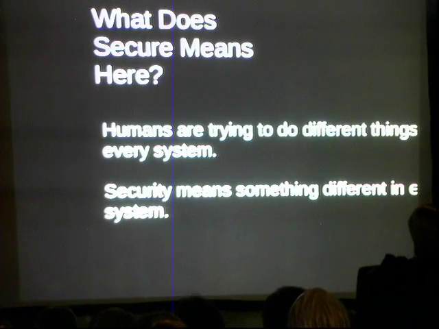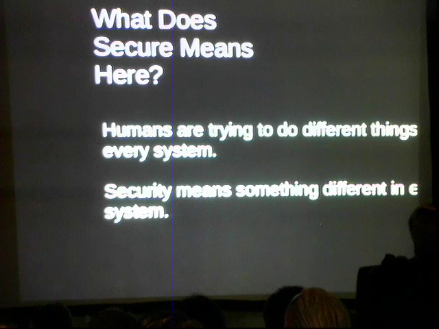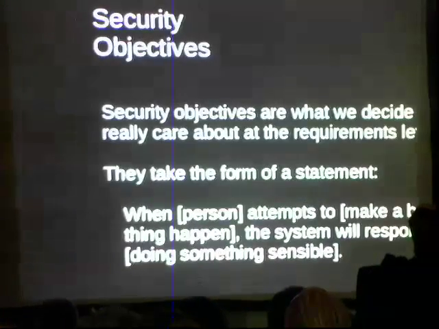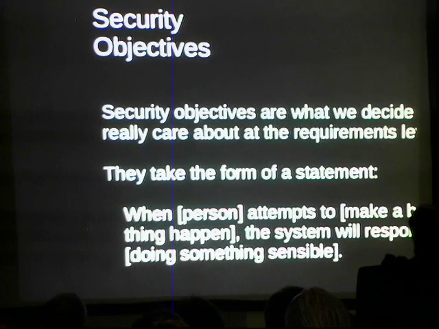So anyway, if you're trying to figure out security, if you're trying to understand security engineering, you first need to think about, what are my humans trying to do with this system? And that gets you an answer to what secure means in a single system. And it's going to be a different answer every time. So the way we represent that is a security objective.